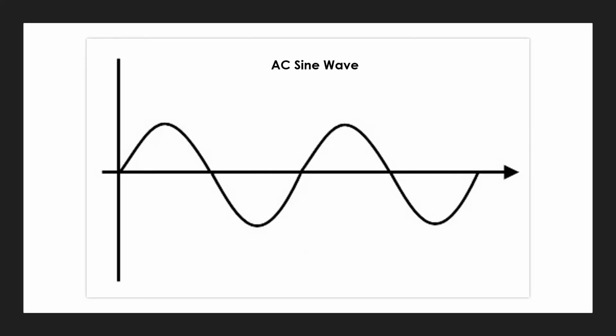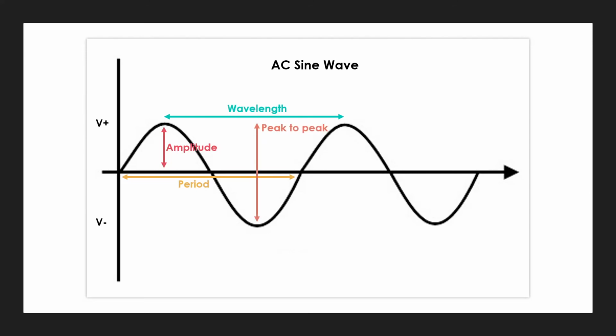The sine wave contains many key components. We have the maximum and minimum voltage on the y-axis. The period shows how long it takes for the wave to complete one oscillation, and the wavelength displays the distance between two consecutive peaks or troughs. Amplitude refers to the peak voltage, and the peak-to-peak voltage is what it says, the voltage from peak to peak.